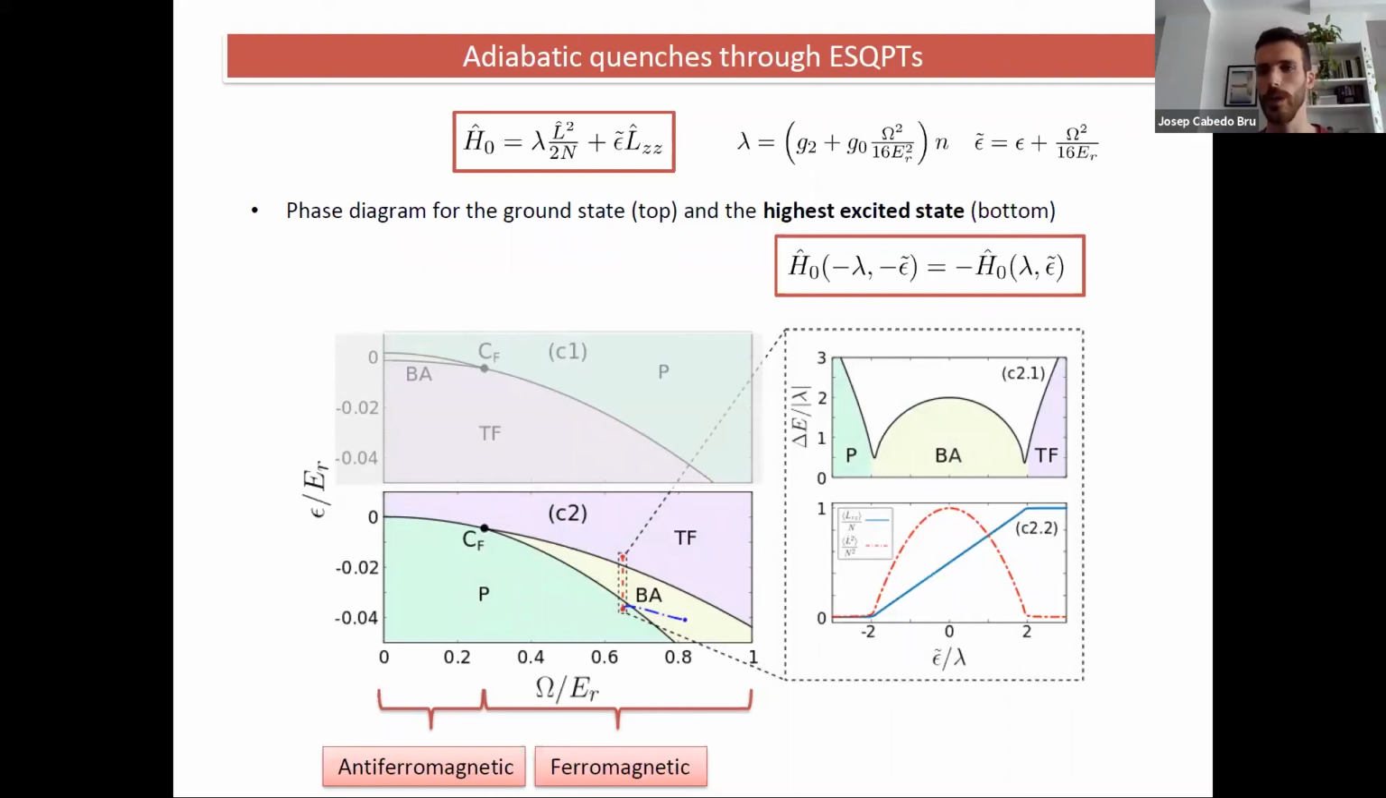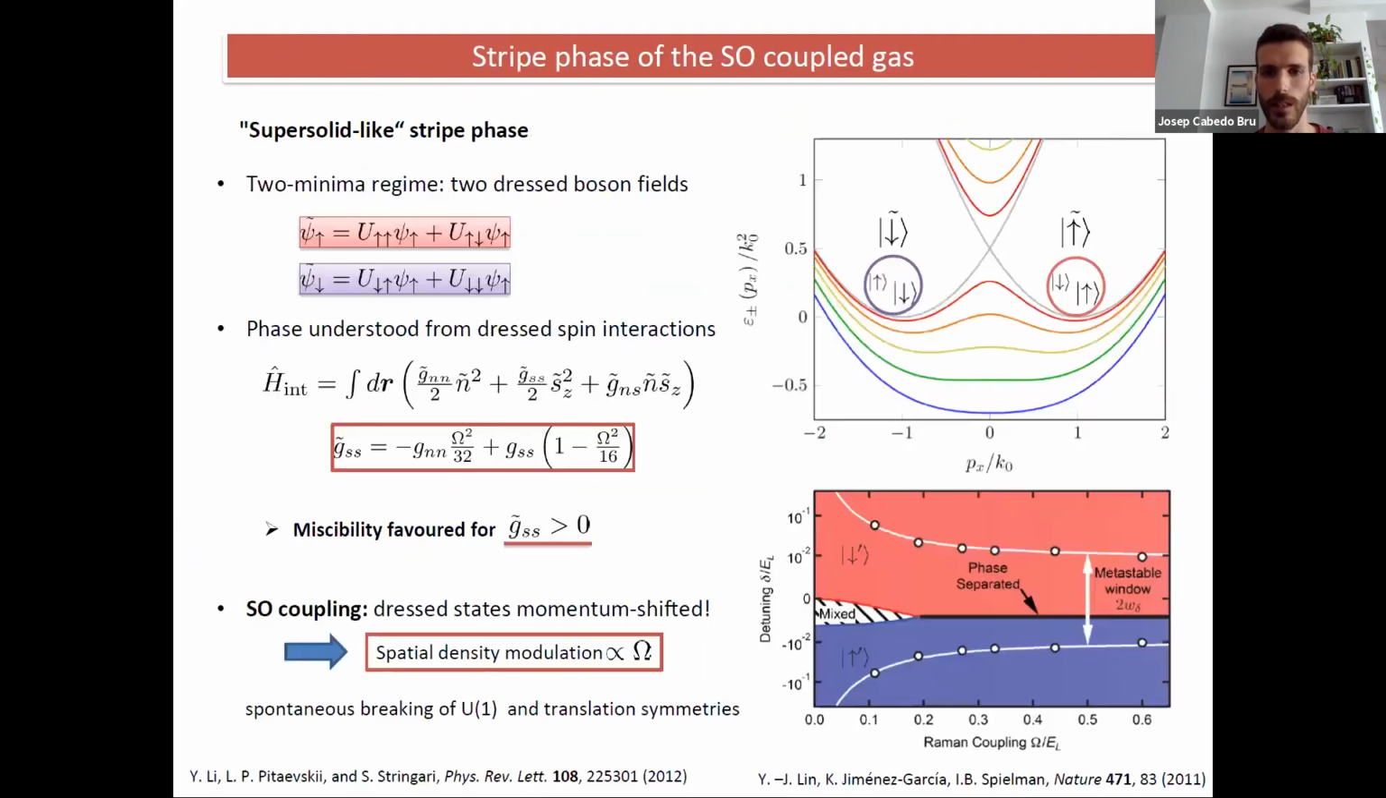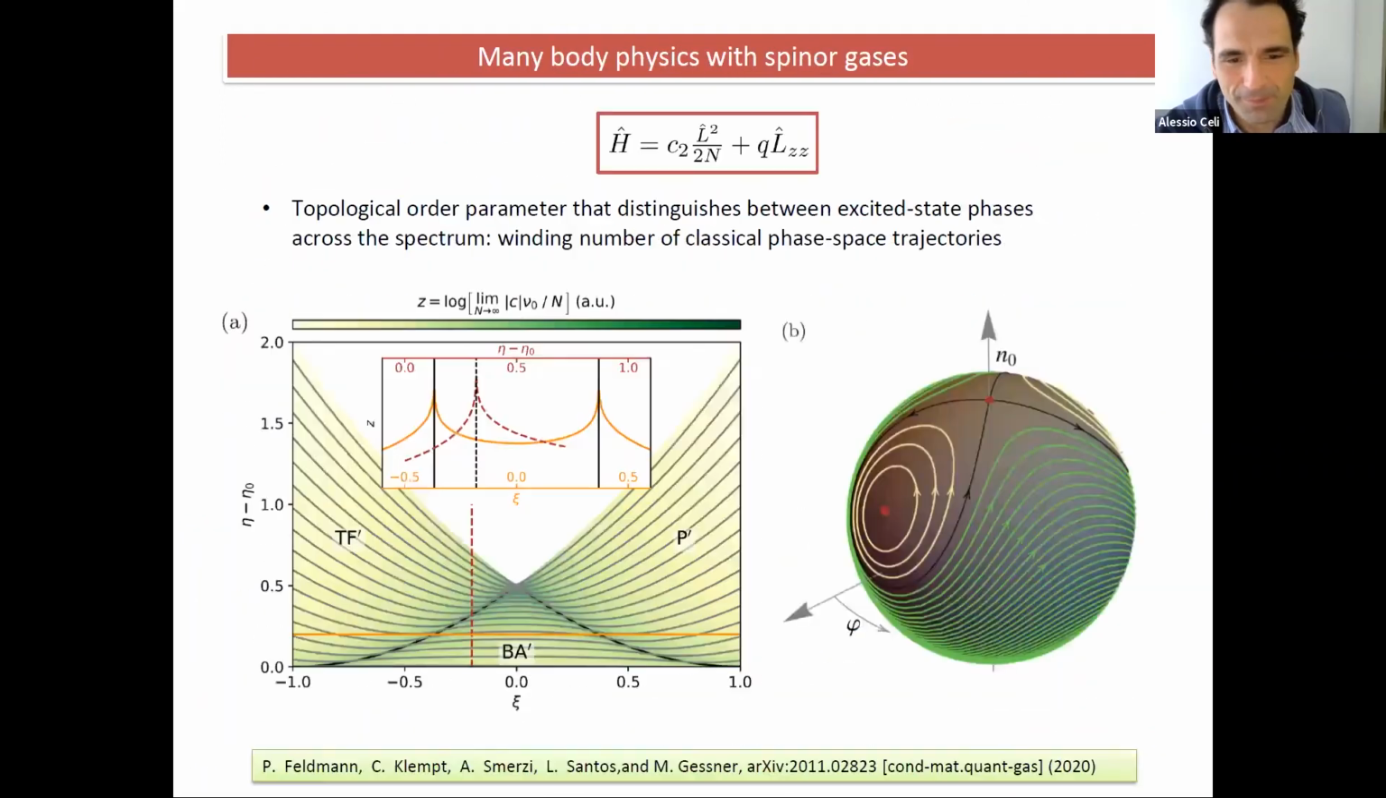Well, actually, we kind of know within the effective model, because it's exactly the same as in Lewis's paper. This is the same Hamiltonian for a ferromagnetic spinor gas. That's how they are related. This is related to the anti-ferromagnetic diagram, and this is the ferromagnetic diagram. They are connected by this excited state quantum phase transition. Okay, I see. Thank you. Thank you very much.